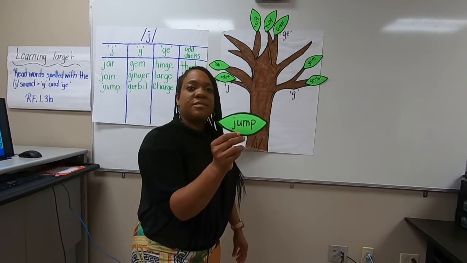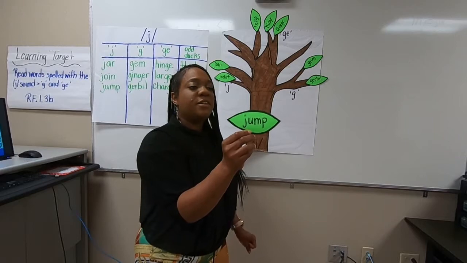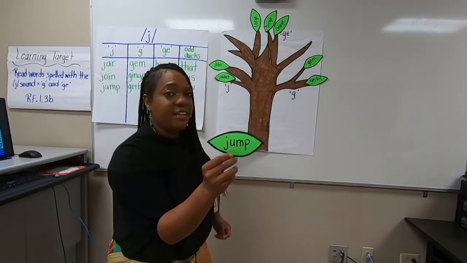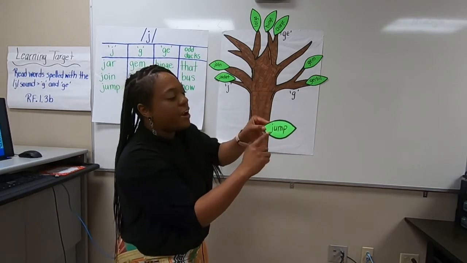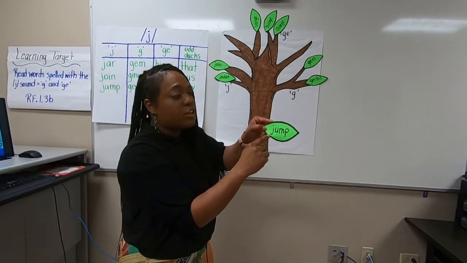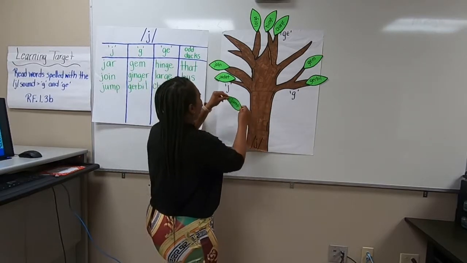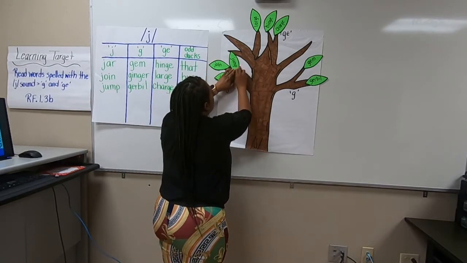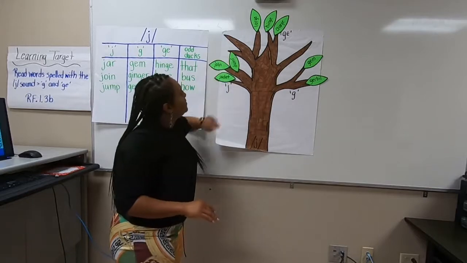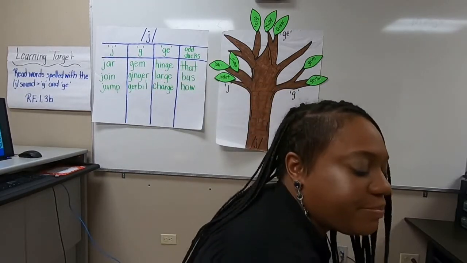Jump. Jump. You hear the J at the beginning. And we look at our letter, and it has the letter J. So where does it go on our spelling tree? Under letter J. Very good. Letter J. All right, guys.